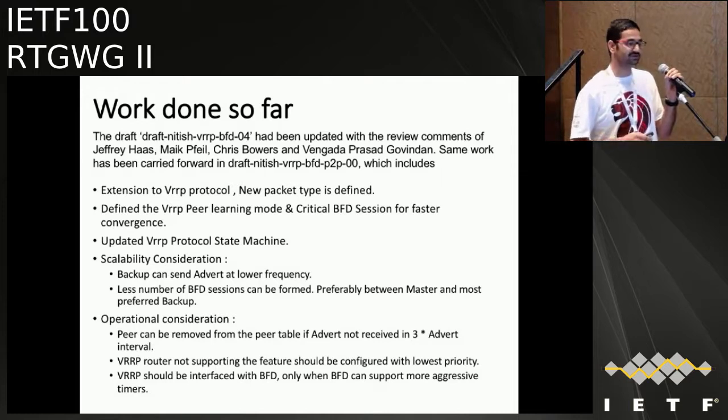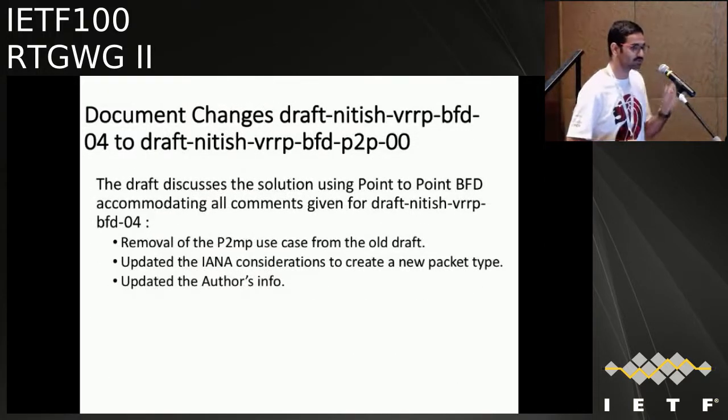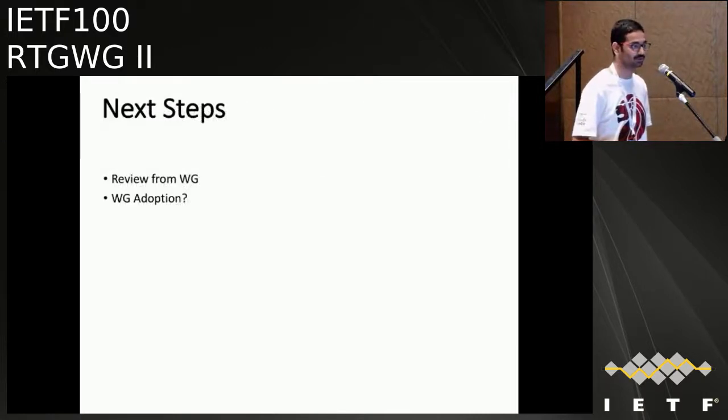Then we have considered a lot of things like security and scalability considerations, such as the backups should not send the advert at the same time. They should send at a lower frequency. There are also operational considerations, like VRRP should interface only with BFD when BFD is capable of sending the aggressive packets. So with this draft, we have removed the P2MP use case and updated the IANA considerations to accommodate the new packet type. That's all with this draft. And now we are open for your comments, or we can go to the working committee for the adoption of this.